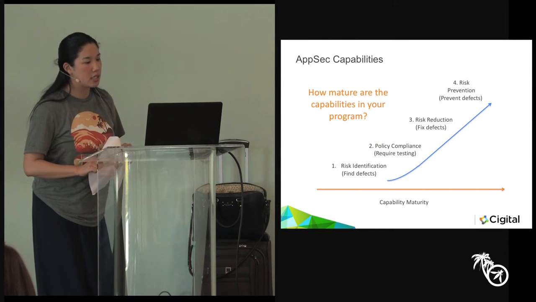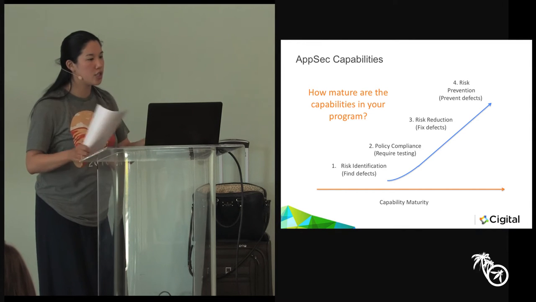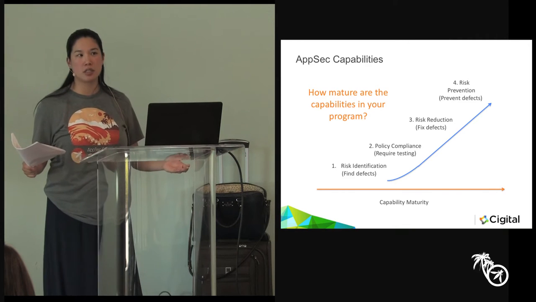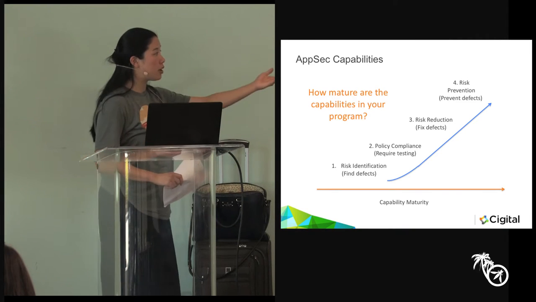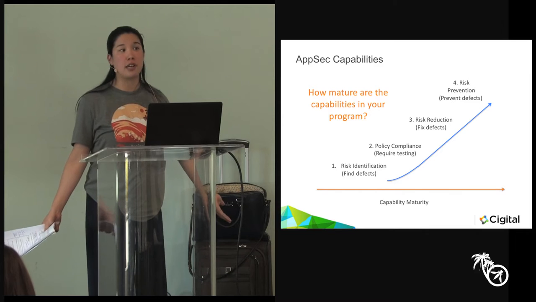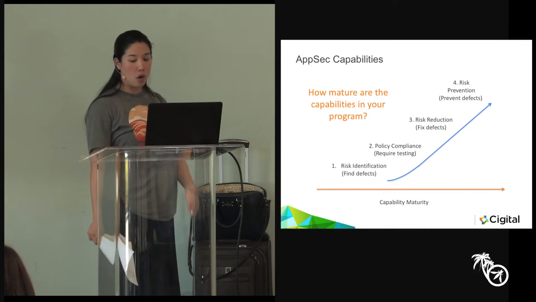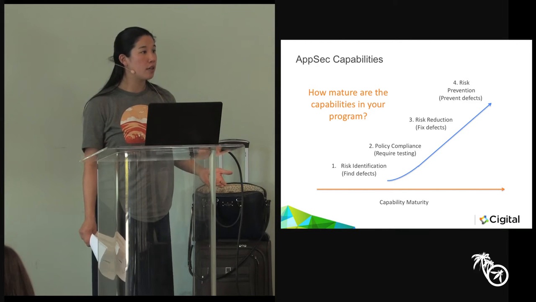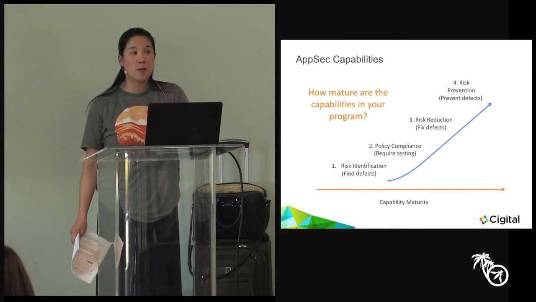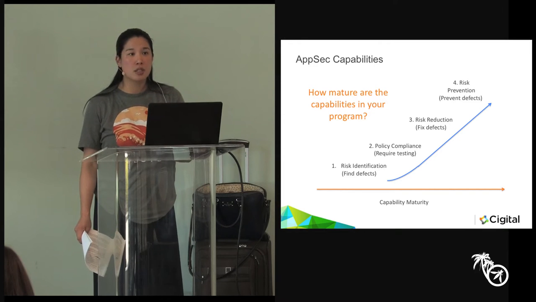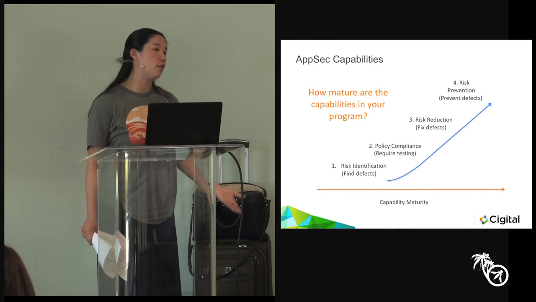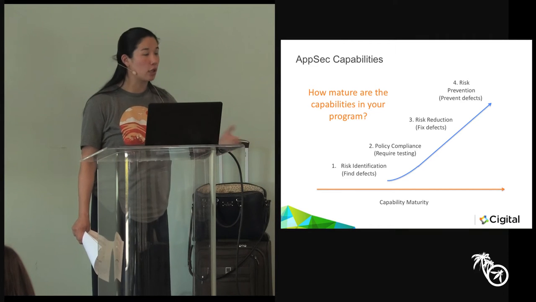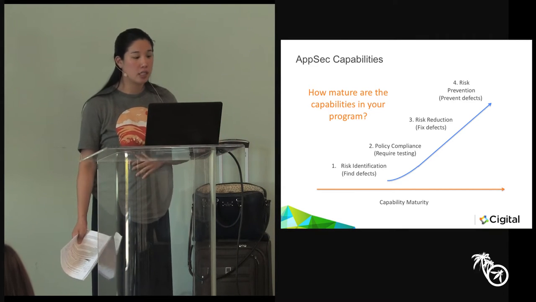This is a slide that I put together, and it's just a way that people grow in AppSec. A lot of folks start out looking for and finding defects. Maybe they evolve to a point where they require that you do some defect discovery. Maybe certain types of defect discovery are required at different times under different situations. For example, high-risk apps need to have more defect discovery. Low-risk apps need to have less.